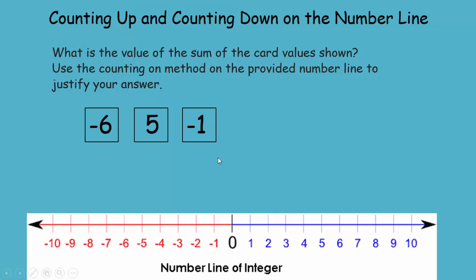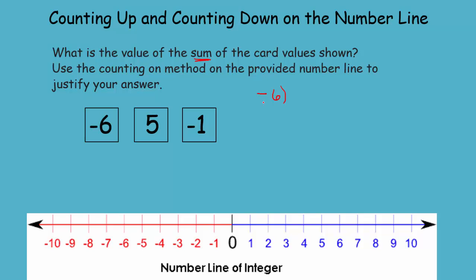I'd like to try a few more examples of counting up and counting down to find the sum of some cards on a number line. I just want to show you we're not always going to zero out our values. It says find the sum, use the counting on method on the provided number line to justify your answer.